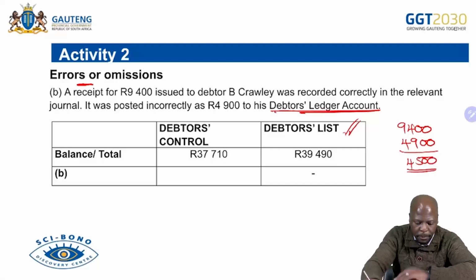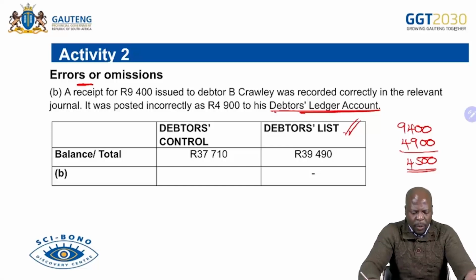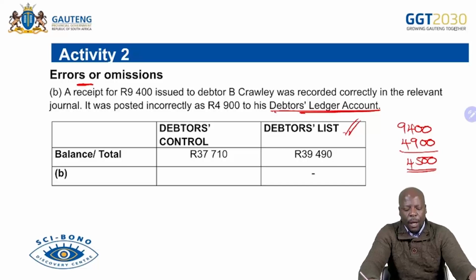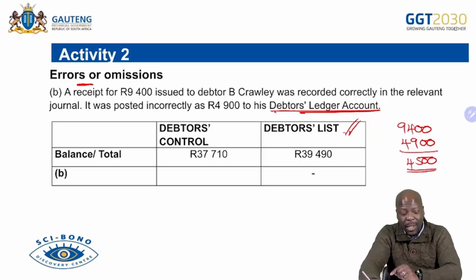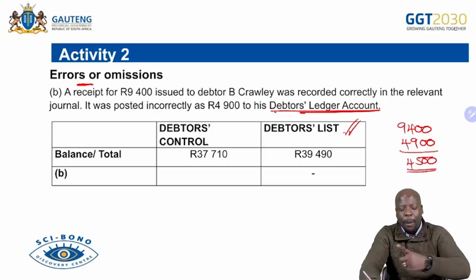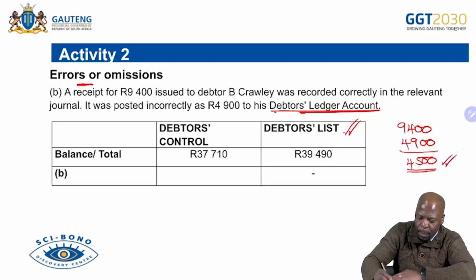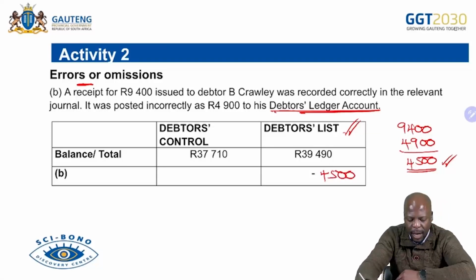Okay? And then, if it is a receipt, the sign is a minus. So what we did is, a receipt of 9.4, when we went to the list, we did not subtract 9.4, we subtracted 4.9. What does that mean? We need to subtract further for us to get to 9.4. How much more do we need to subtract? We need to subtract 4.5 more. So I already have my minus sign. I'm just going to come and say minus 4,500. Does it affect the control? No, it doesn't affect the control.